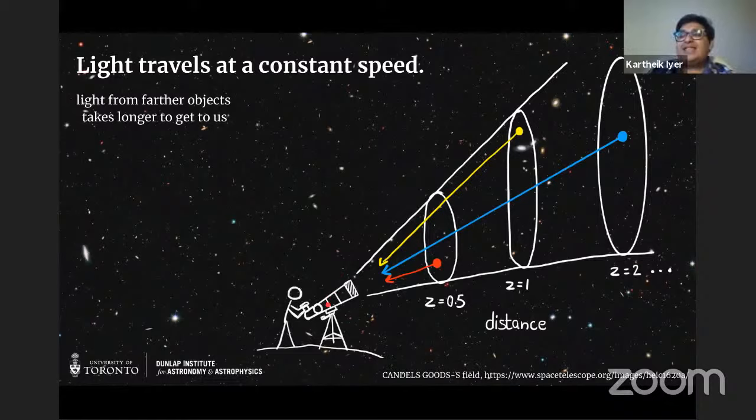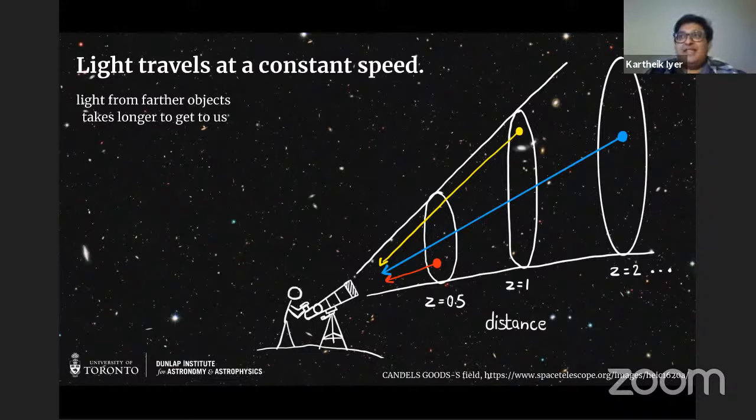So, as an example, if you see light from a planet that's 100 light years away, then if that planet was a mirror to us, it's going to appear to be in the 1920s instead of now, right? Because the light's going to take 100 years to travel from there to here.